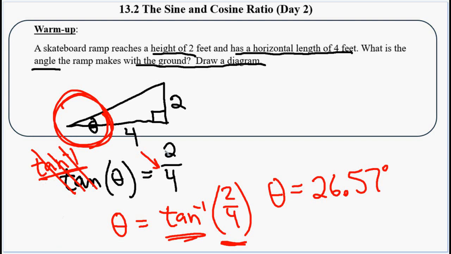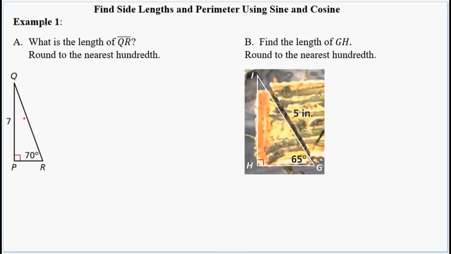So remember, when we're looking for an angle, we use an inverse function. We're also going to be doing that today, but not with tan inverse. We'll do it with sine and cos inverses. So let's see what we got in example 1.